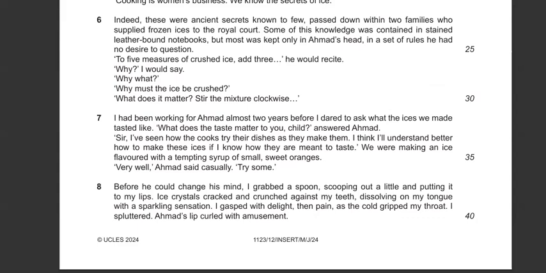Paragraph number 7 says that I had been working for Ahmed almost 2 years before I dared to ask what the ice we made tasted like. What does the taste matter to you, child? Answered Ahmed. Sir, I have seen how the cooks try their dishes as they make them. I think I will understand better how to make these ices if I know how they are meant to taste. We were making an ice flavored with a tempting syrup of small sweet oranges. Very well, Ahmed said casually. Try some.